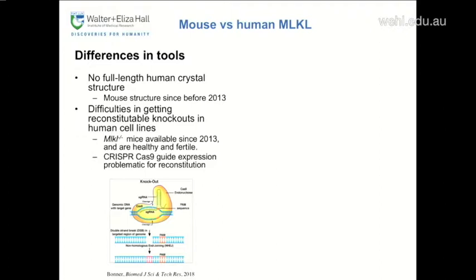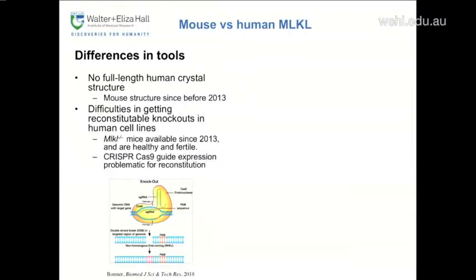We've also had some difficulties, at least in our lab, getting reconstitutable knockouts in human cell lines. Because the MLKL knockout mice have been available for some time and they're quite healthy and fertile, so they breed, we've tended to do most of our research in mouse cell lines because of their availability. The issue we had with the reconstitutable knockouts was with the CRISPR-Cas9 guide expression.